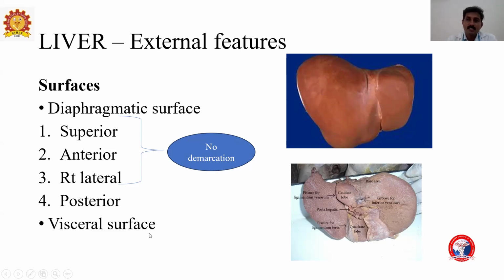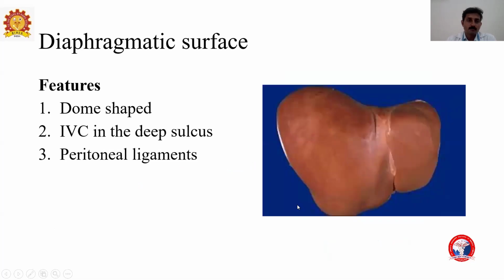The last part is called the visceral surface, otherwise called the inferior surface. This is a dissected specimen of a liver shown from the inferior aspect. This part is called the visceral surface. We can include the caudate lobe also as a part of the visceral surface, but mainly this concave region is included as the visceral surface. Okay, we see one by one.